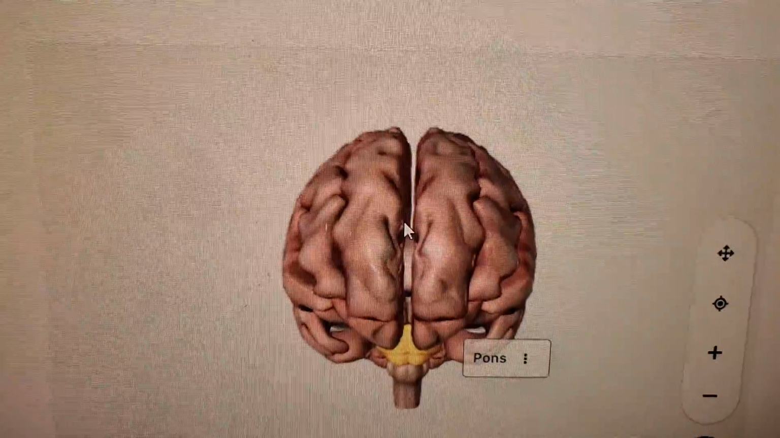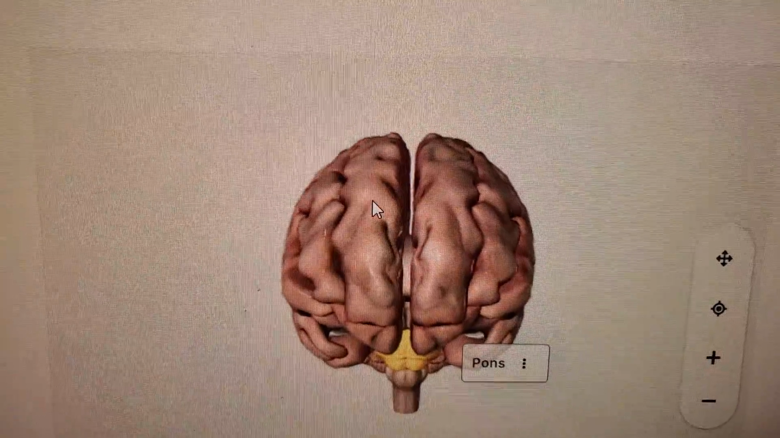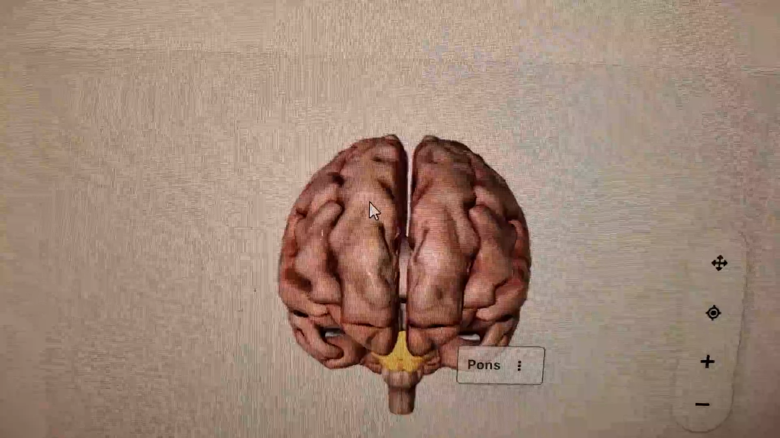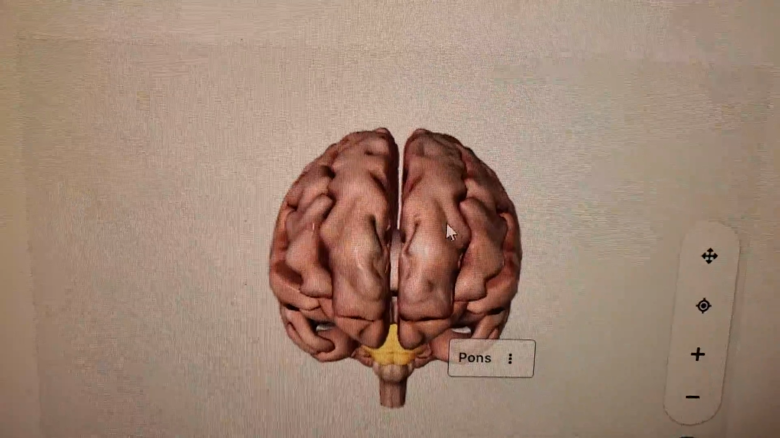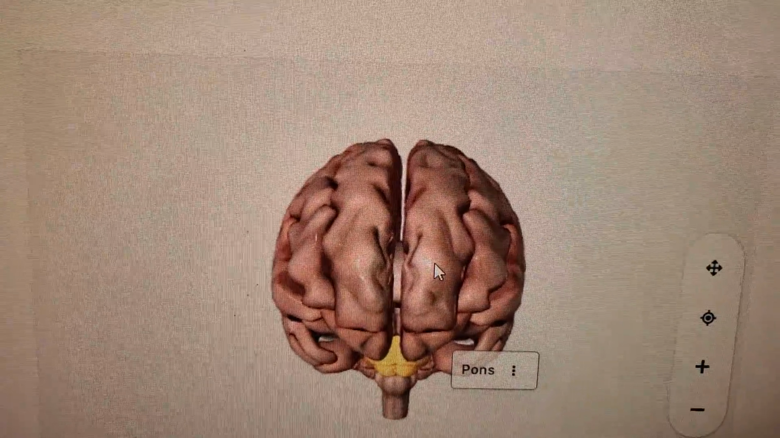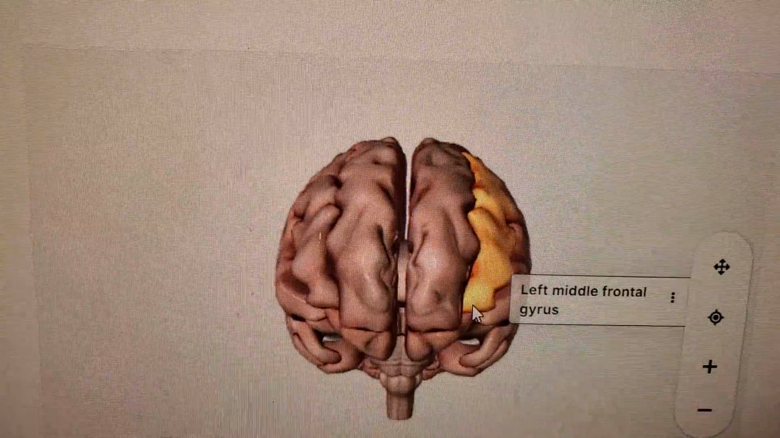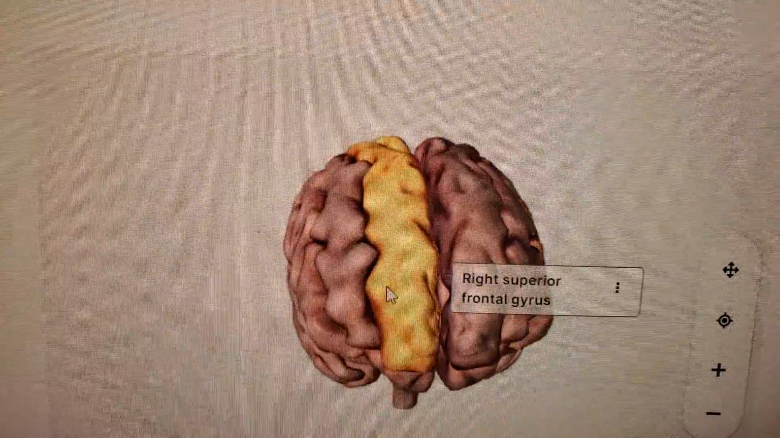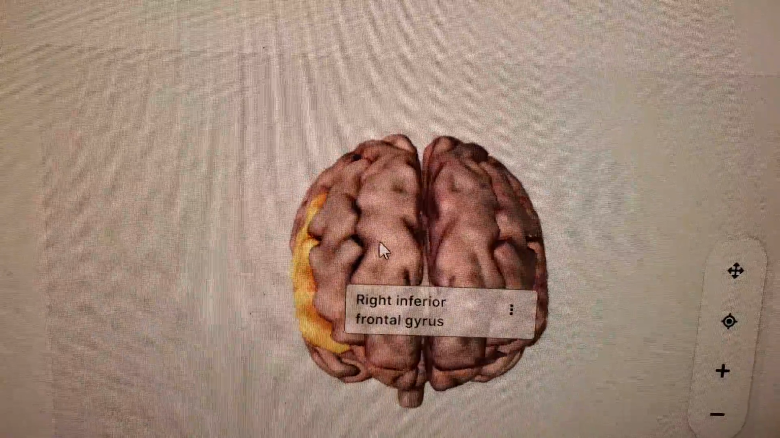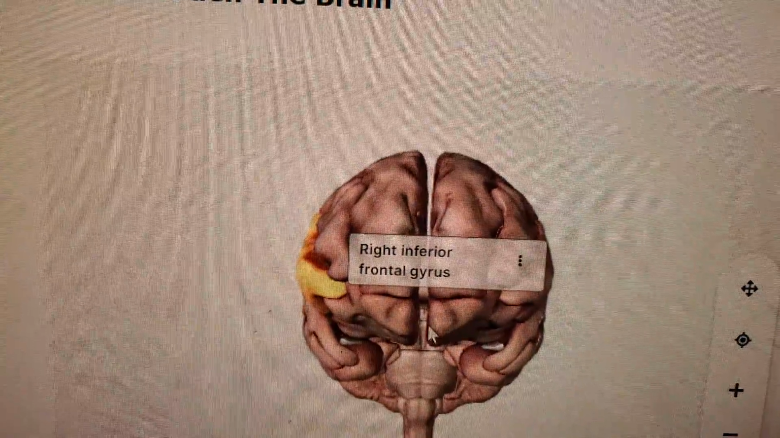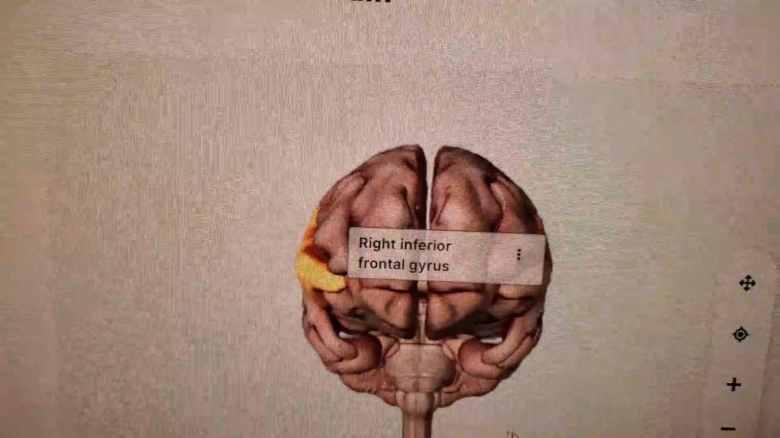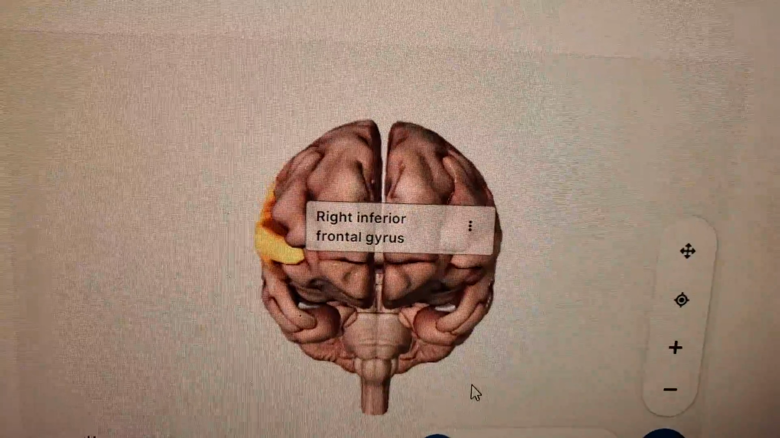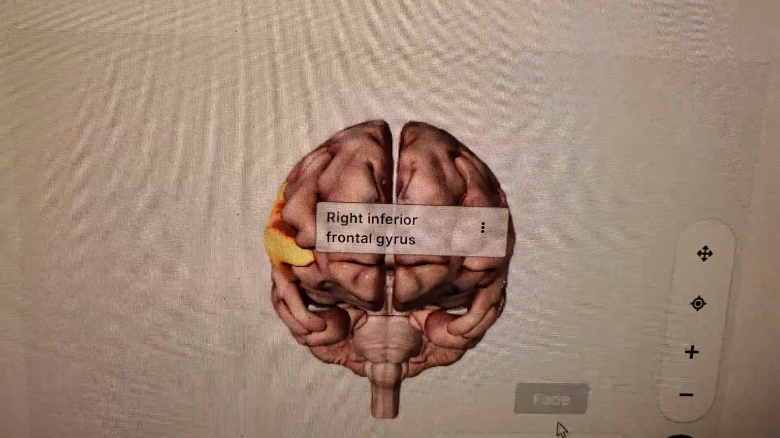So the frontal lobe consists of the superior, medial, and inferior frontal gyrus, which are found bilaterally on both sides. So this would be the left superior, medial, and inferior frontal lobe. Right and left. They are found bilaterally. Functions for the frontal lobe are memory, language, judgment, motor skills, social and sexual behavior, and also emotions.